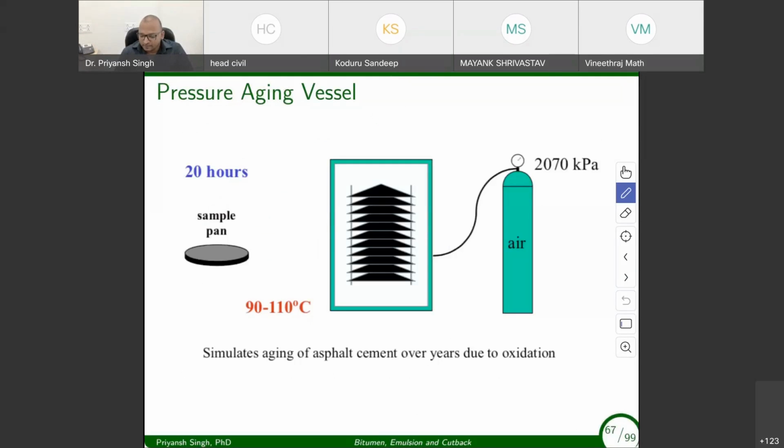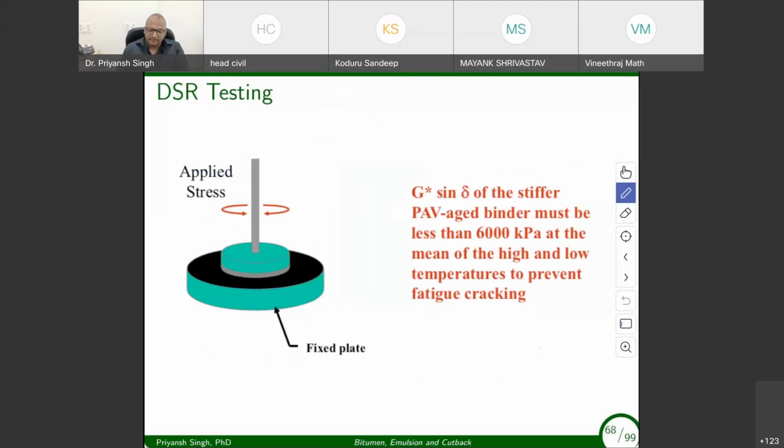Then, the pressurized or long-term aged sample. Let's see what tests need to be done on this sample. In this sample, you need to test G star sine delta. And for this PAV aged binder, the value should be less than 6000 kPa at the mean of high and low temperature to prevent any type of fatigue cracking.